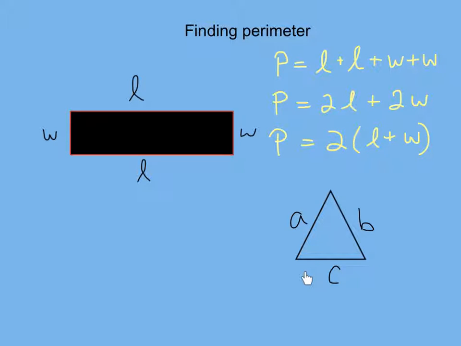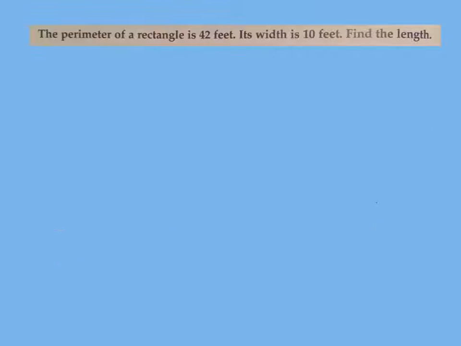If I'm looking for the perimeter of a triangle, I am left with perimeter equals A plus B plus C. I just have to add those. There's no other way to do it. Today we're going to be using the formulas for perimeter to help us solve problems.